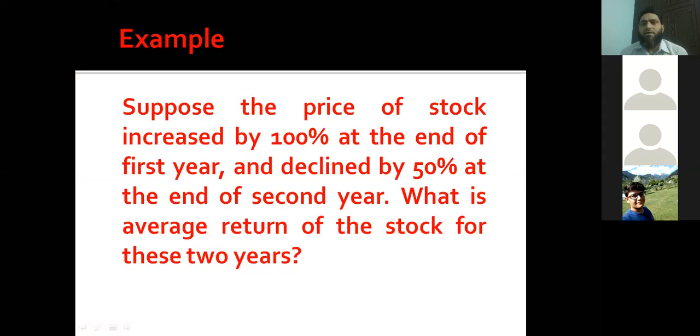Suppose the price of the stock increased by 100% at the end of first year and declined by 50% at the end of second year. What is the average return of the stock for these 2 years? So a layman will calculate 100 profit for the first year, then minus 50 profit for second year. So total profit will be 100 minus 50 is equal to 50 divided by 2. That is 25%. But 25% will not be the return. You have to use geometric mean.